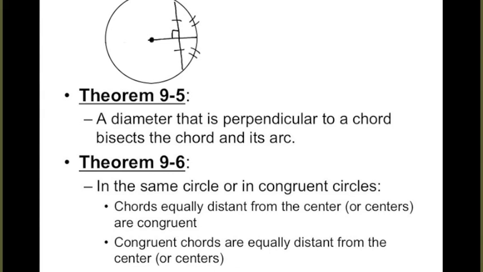Theorem 9.6, and we'll do some examples of the types of problems that you'll see. Theorem 9.6 says that in the same circle, or two circles that are the same size, chords that are equally distant from the center are congruent.